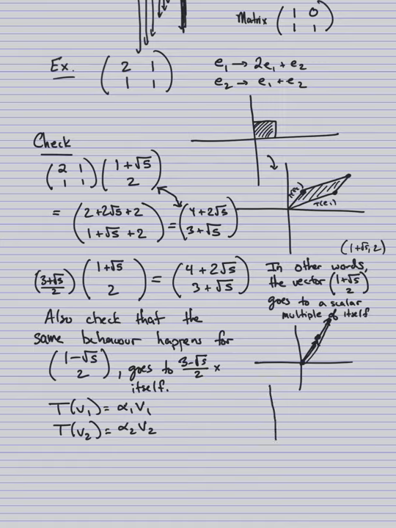So maybe I can try to draw the picture here. So 1 minus square root of 5, 2 is somewhere pointing over here. Wrong direction. Should be pointing more up here. Okay? And it's multiplied by something which actually shrinks it. So it goes to, again, a scalar multiple of itself, but it shrinks. So you kind of get this expansion in this direction and contraction here. Okay?